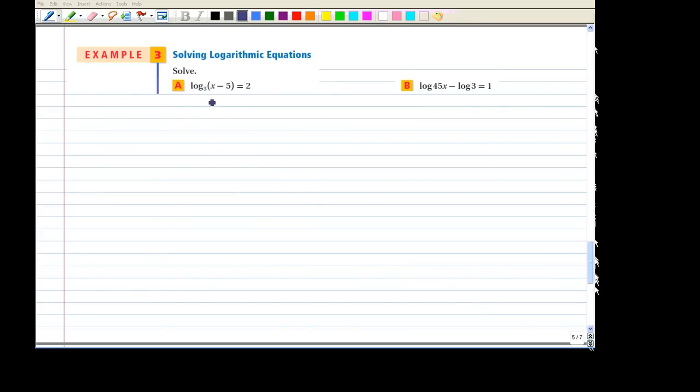Okay, so let's solve log base 3 of x minus 5 equal to 2. I mentioned before that if you have log base b of x equal to log base b of y, then x must equal y. Because if the rest of it is identical, then the x and the y must be equal to each other. So we can use that property a little bit here. Let me show you how we'll get to that using these two examples.